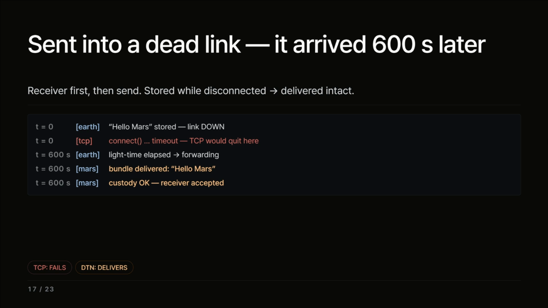Then, if you look at the third line, 600 seconds later, once the configured delay has elapsed, the bundle is forwarded and successfully delivered. The receiving side obtains the message "Hello Mars," and custody acceptance is confirmed there. You can check on the screen. This demonstrates the central DTN premise. The communication path does not need to exist right now. You just have to store it, wait, and if you can send it, then you send. It only needs to exist eventually.